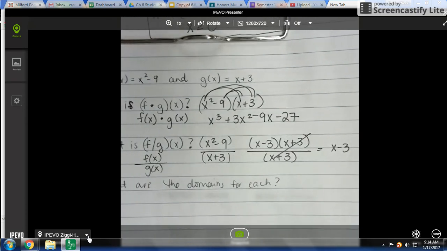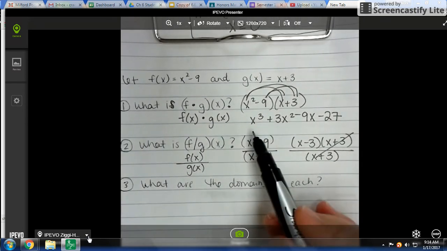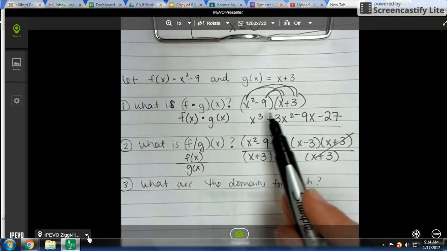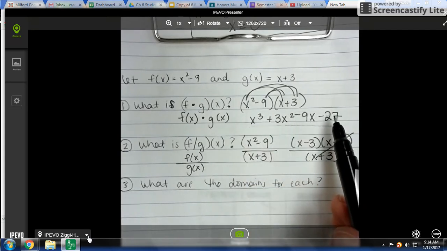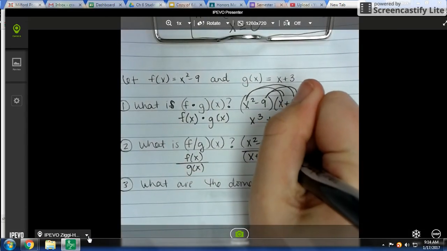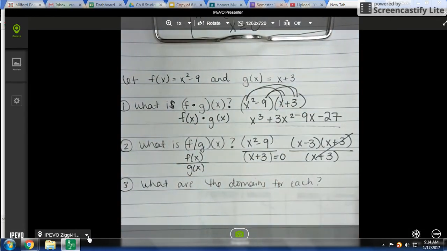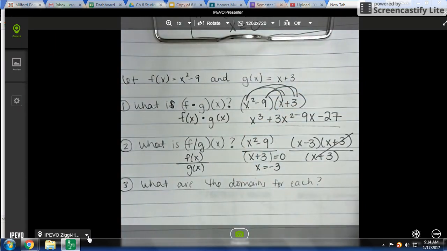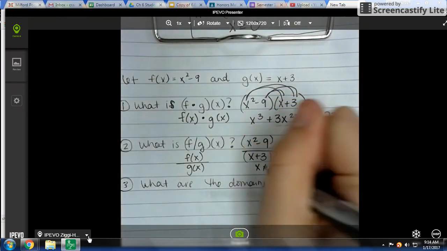Now, if we look at the domains for each, the top one does not have any domain restrictions. It doesn't have a denominator, and it also doesn't have any radicals with even indexes. The bottom does have a restriction. This denominator cannot equal 0. So we need to set that equal to 0 and solve. So we get x cannot equal negative 3.